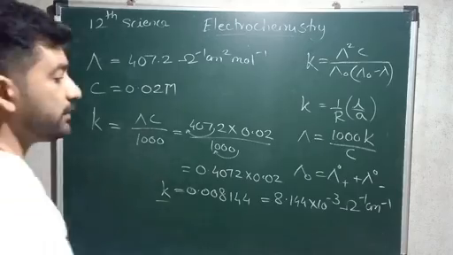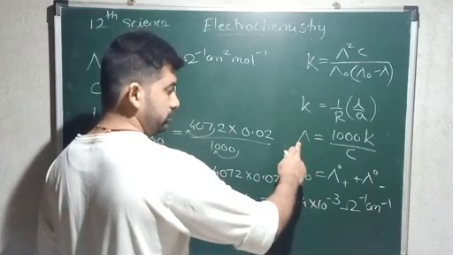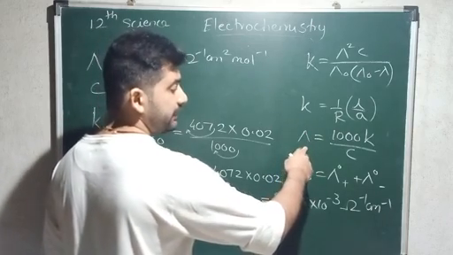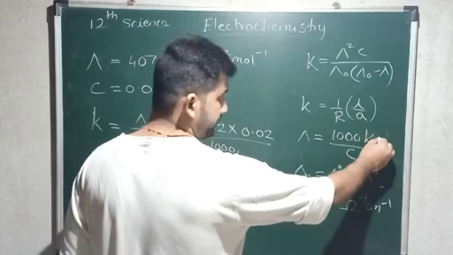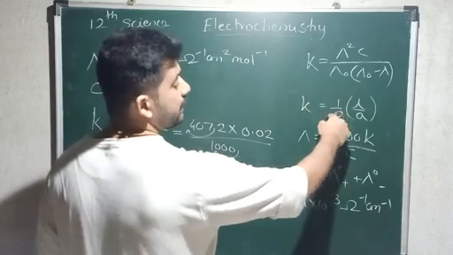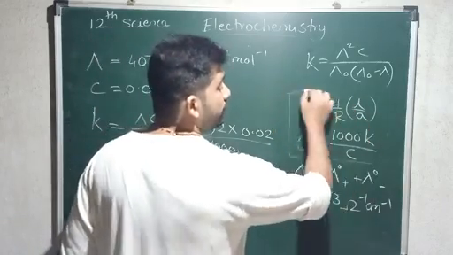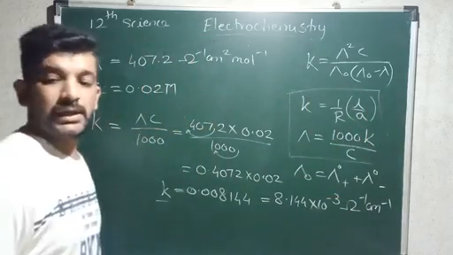Now what we have to find out is the molar conductivity. For that, we need the value of K, and the value of K can be found out by 1 upon R into L upon A. So we are going to use both the formulas to find our answer.